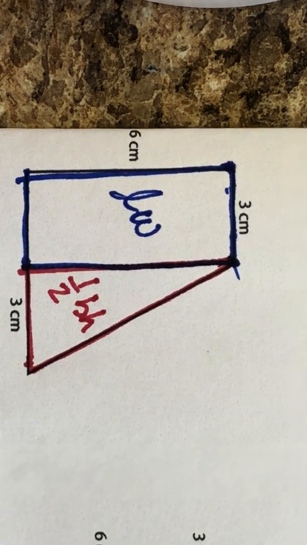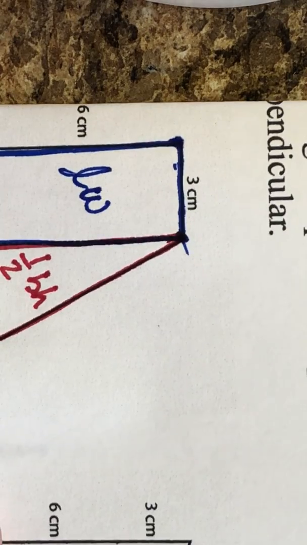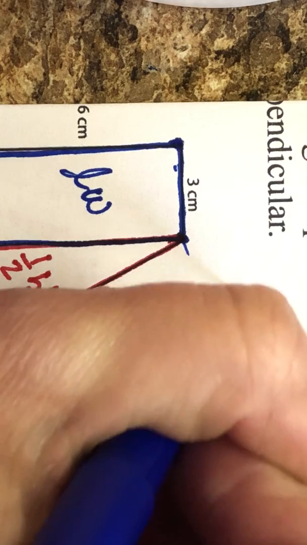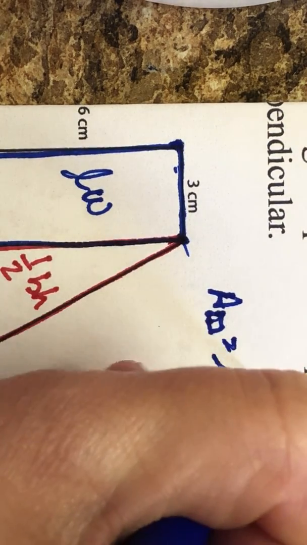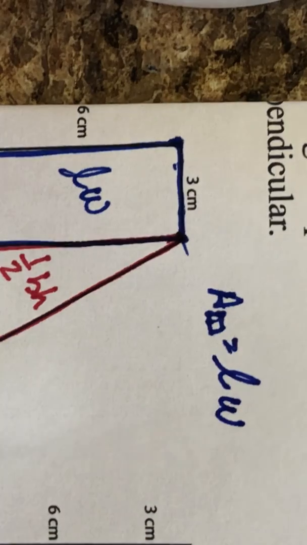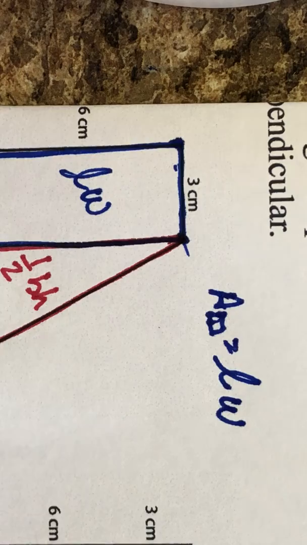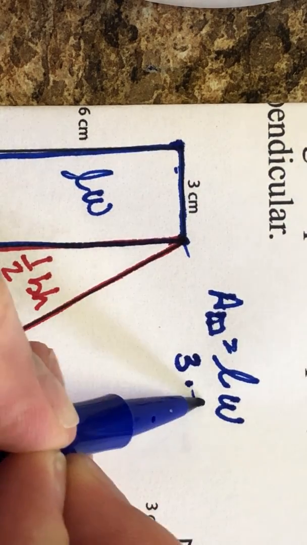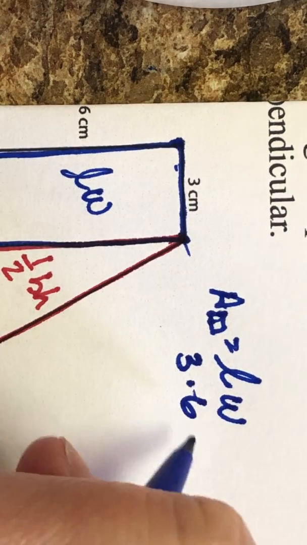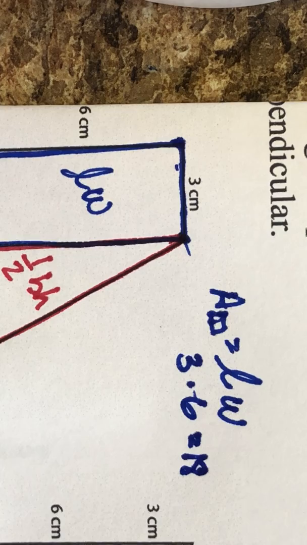So we're going to start with the area of the rectangle. And I'm going to use that in blue. And I'm going to move our paper up a little bit. This is area of a rectangle equals length times width. And if I look at my rectangle, the length is 3 and the width is 6. And 3 times 6 is 18. So the area of the rectangle is 18 centimeters squared.